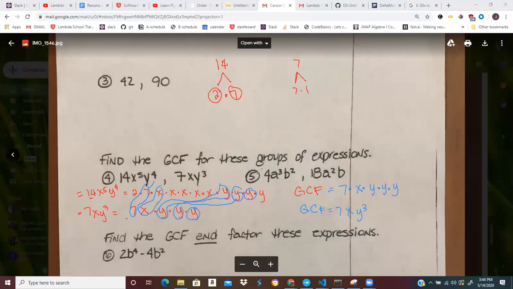Okay, so I'd like you to do number 5: factor out the 4, factor out the 18, and then write a 3 times, b 2 times. Just circle the ones that are common.